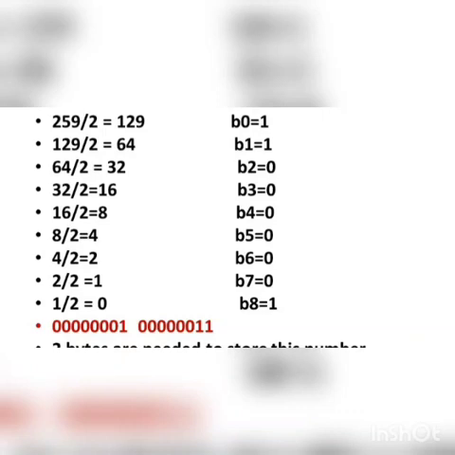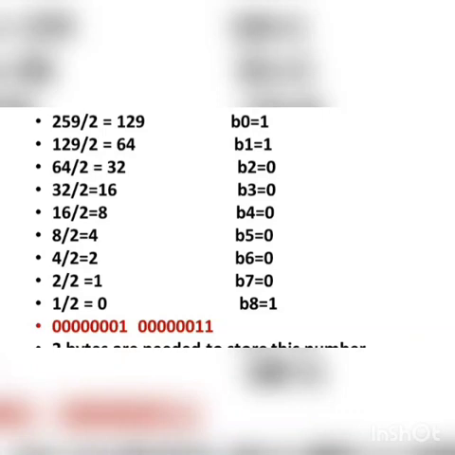So let us discuss in a detailed way. First of all, we will divide 259 by 2. So the answer is 129 and remainder 1. Then we again divide 129 by 2. The answer becomes 64 and remainder 1.